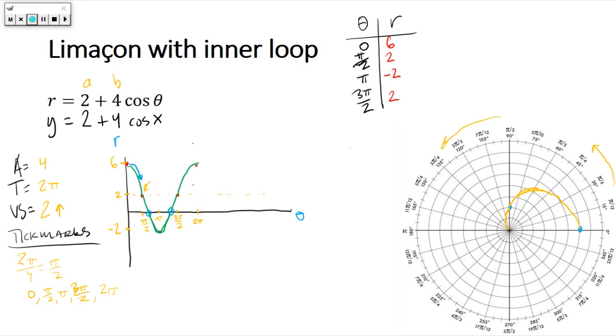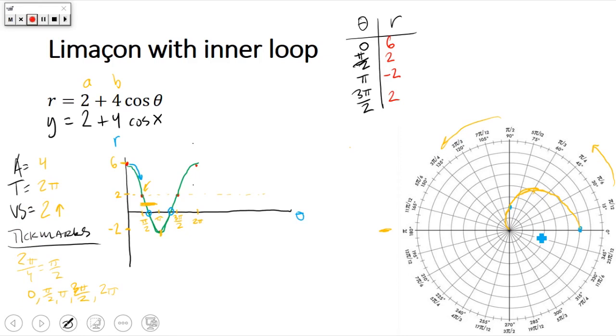We don't know the exact angle because this whole section is kind of imprecise, but it's between pi over 2 and pi. And when we get to pi, we have a value of -2. So if we're looking at pi, we're going to go -2. So we should have another point right here.